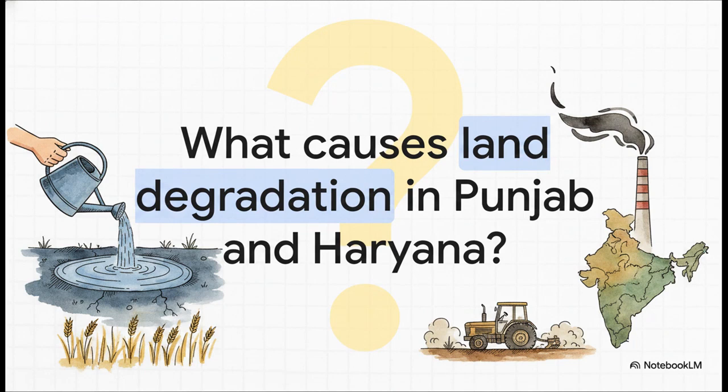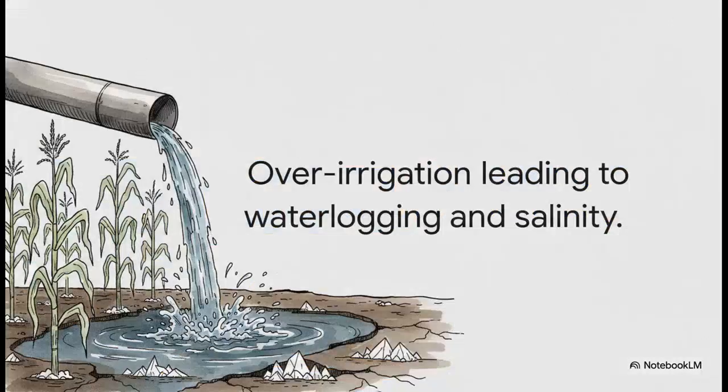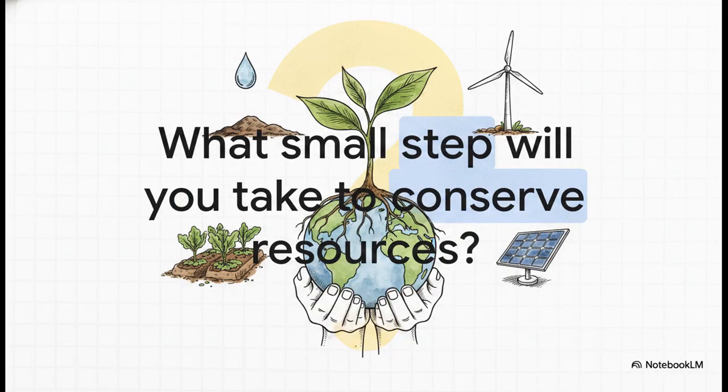What is the specific human activity destroying the land in the massive agricultural hubs of Punjab and Haryana? If you guessed over-irrigation, you nailed it. Pumping way too much water creates severe waterlogging, which completely ruins the soil quality by increasing salinity and alkalinity. If you got both of those right, your prep is absolutely on track. You are now completely ready to ace this chapter in your board exams.